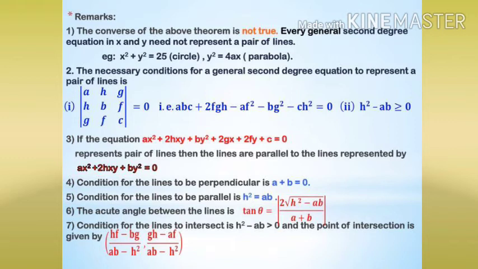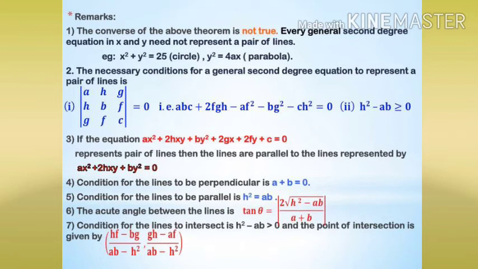Now we have seen many general second degree equations, for example, x square plus y square is equal to 25 and y square is equal to 4ax. We know that the first represents a circle and the second equation represents a parabola. Both the equations are general second degree equations, but they do not represent a pair of lines. So clearly from these examples we can see that the converse of the above theorem need not be true.